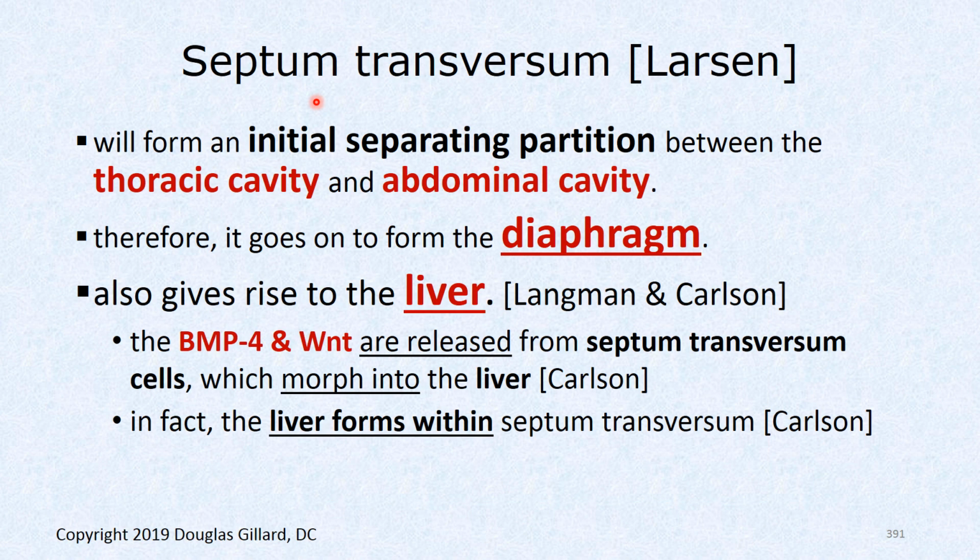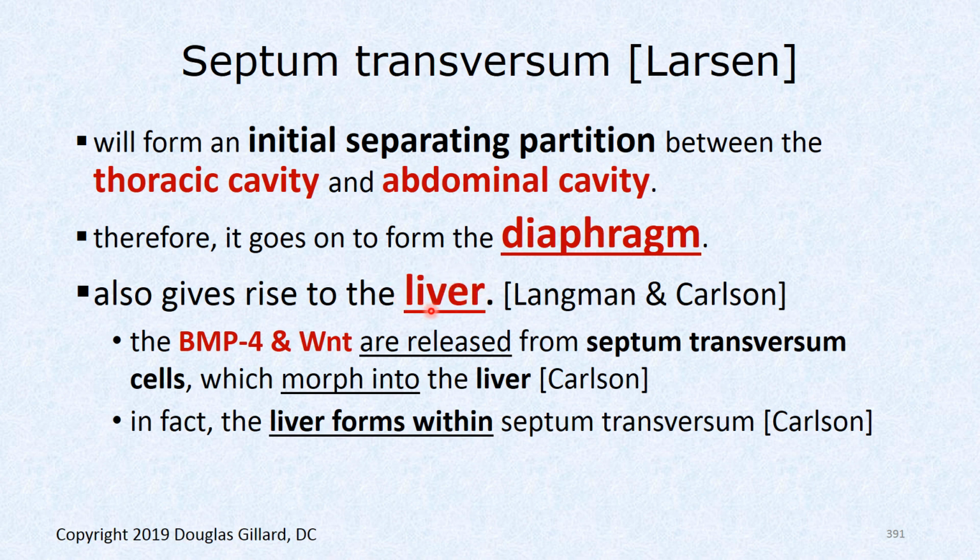Who cares about that thing? We're going to see right now that it will form the separation between what becomes the thoracic cavity and the abdominal cavity. Again, second quarter stuff, but you've got to know it now. Therefore, it goes on to form the diaphragm, and that's exactly the bottom line here. The septum transversum forms the diaphragm. Strangely, it forms the liver as well.